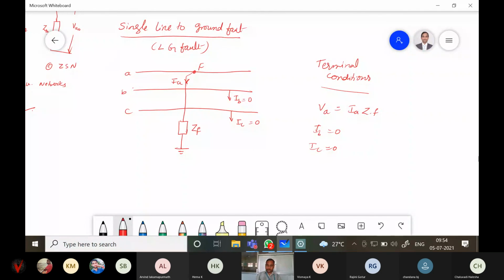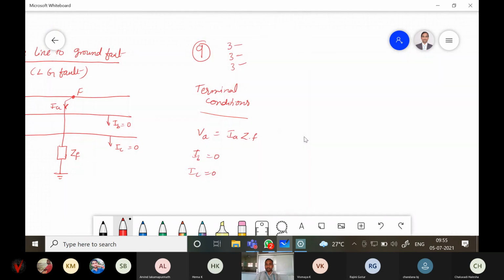So totally we will get 9 derivations. In that, 3 sets, 3 sets, and 3 sets. So 3 sets of derivations for LG fault, LL fault, and LLG fault: without ZF, with ZF, and the third one with ZF in the power system.